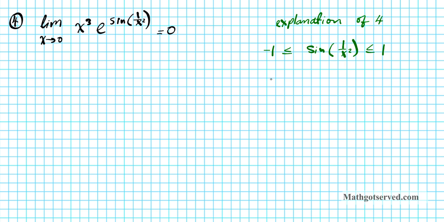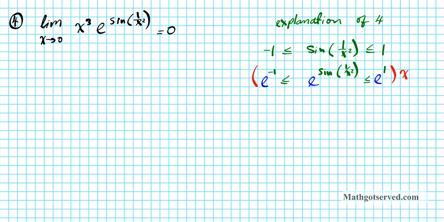So what if we go e, e, and then e? So e to the -1 is less than or equal to e to the sine of 1 over x squared, and that's less than or equal to e to the 1. All right, so this inequality holds because we exponentiated all three parts of the inequality with the same base. Now, what if we multiply the entire expression by x to the third?